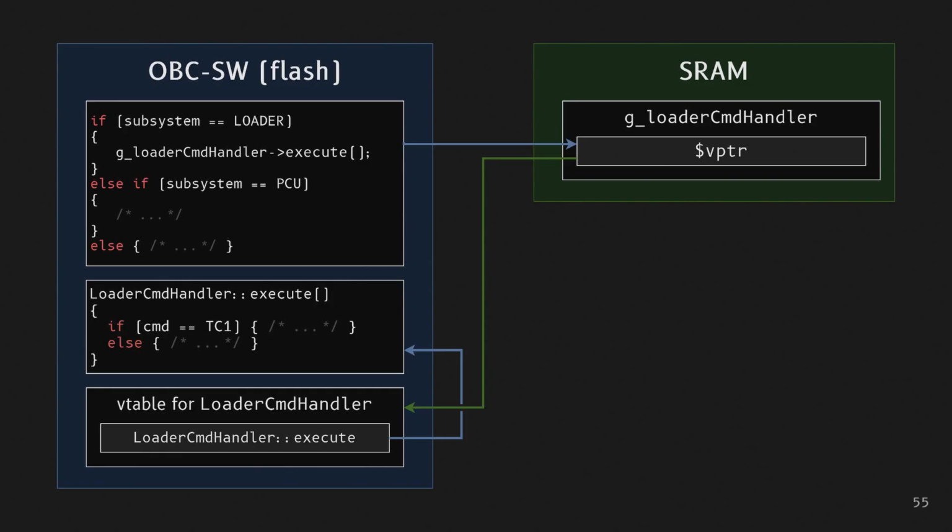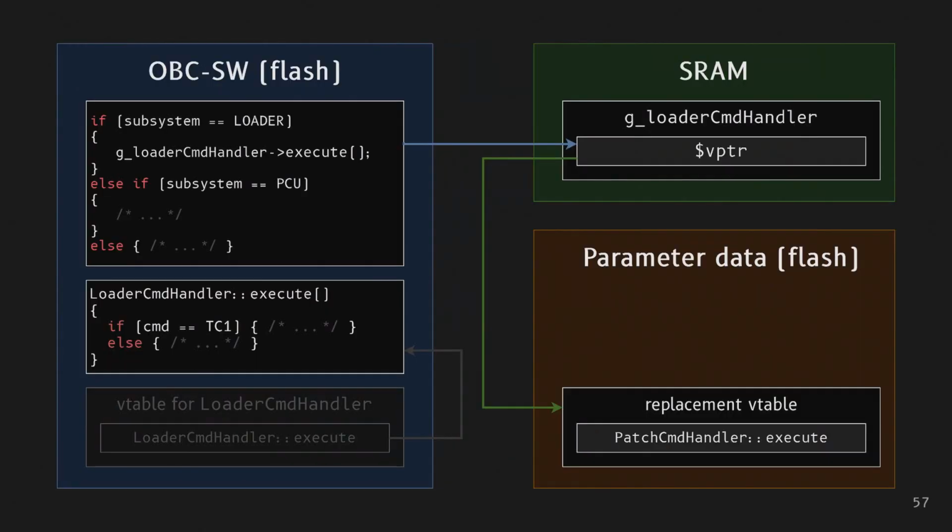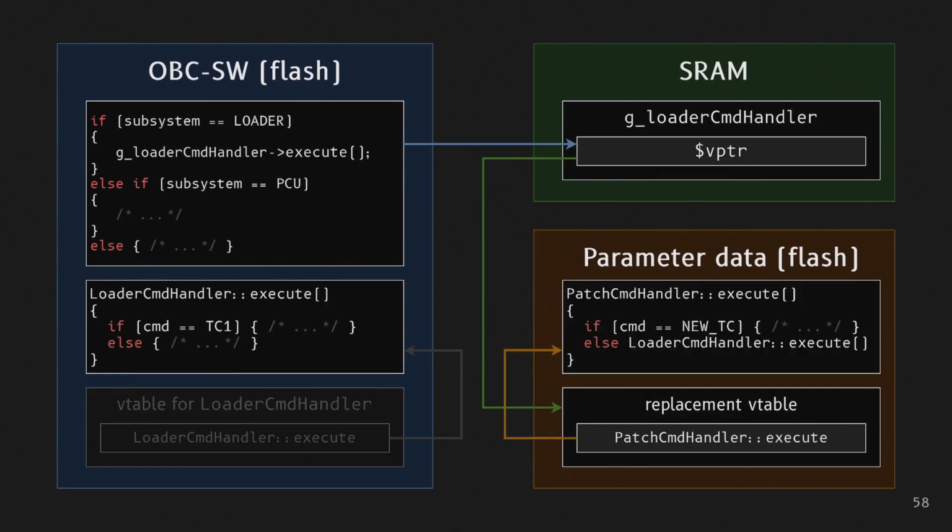Okay. So now what we can do is intercept the execution here. We can overwrite this vtable pointer in SRAM to point instead at the parameter Flash, where we put our new little shiny payload that we designed. We can give our own replacement vtable that's compatible with the existing vtable and point it at our own handler function. And here we can check if the command code is one of a new telecommand that we would want to add. And if it is, we can handle it.